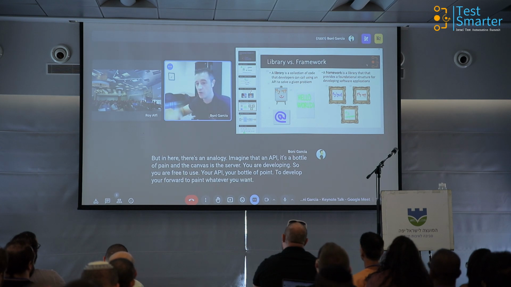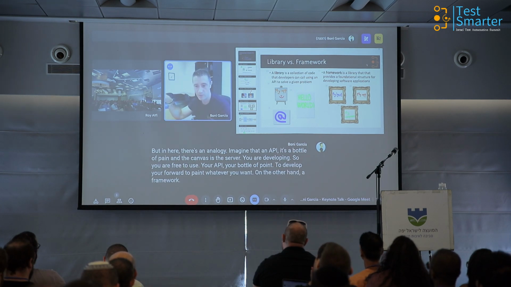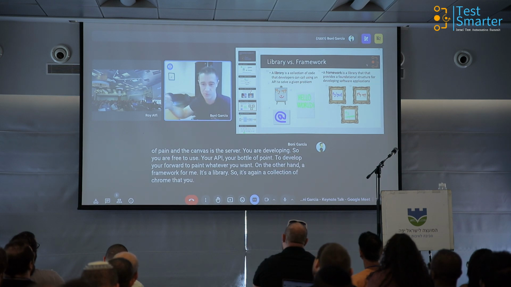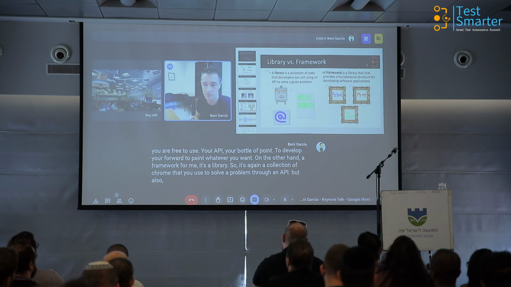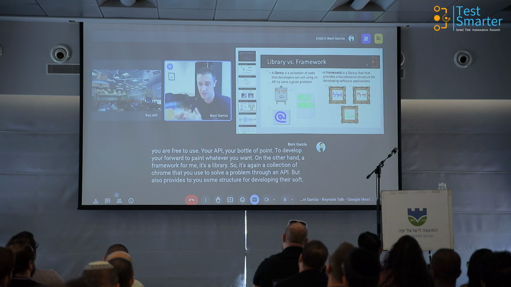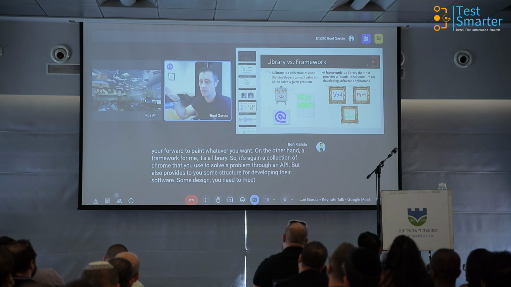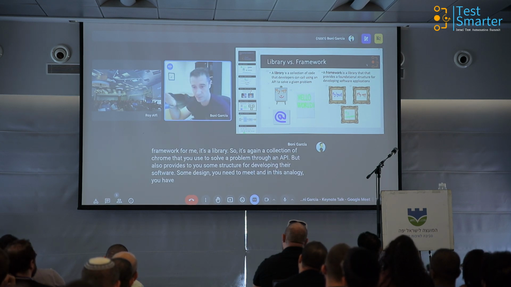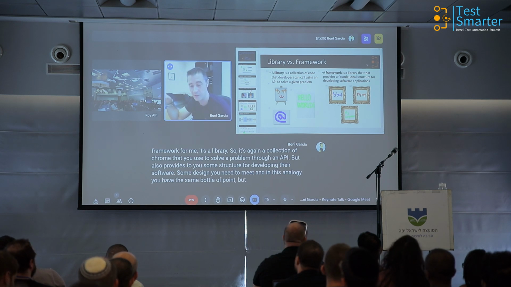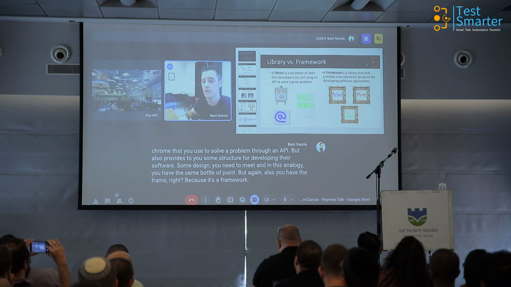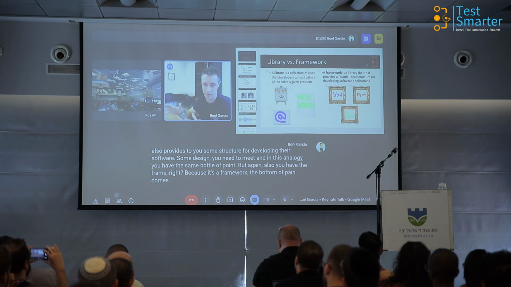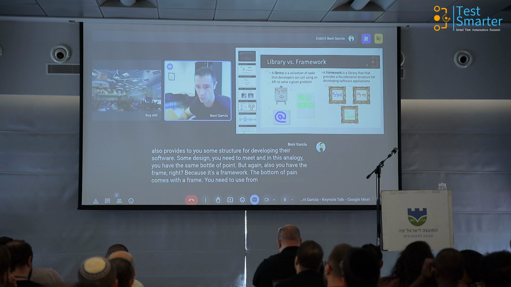On the other hand, a framework, for me, is a library. So it's, again, a collection of code that you use to solve a problem through an API, but it also provides you some structure for developing your software, some design you need to meet. And in this analogy, you have the same bottle of paint, but you also have the frame, right? Because it's a framework, the bottle of paint comes with a frame you need to use to develop your software.